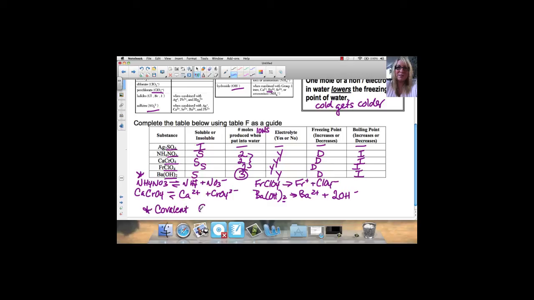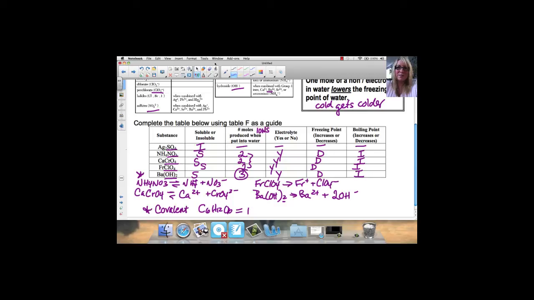Remember anything that is covalent. C6H12O6. This is all covalent. This does not dissociate in water. All covalent compounds are always assigned a 1.